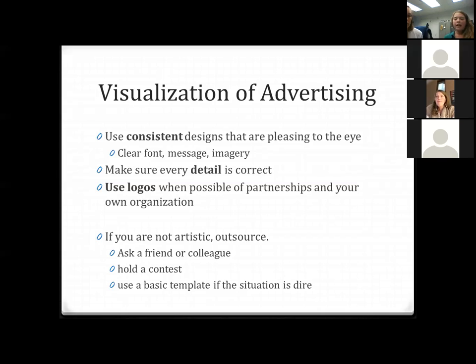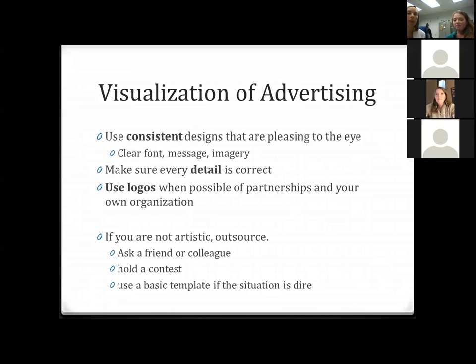This could be as simple as asking a friend or a colleague, or even hosting a contest. Many Microsoft products even have basic templates for posters. Just keep in mind that you can outsource if you do not have that artistic ability to create something.